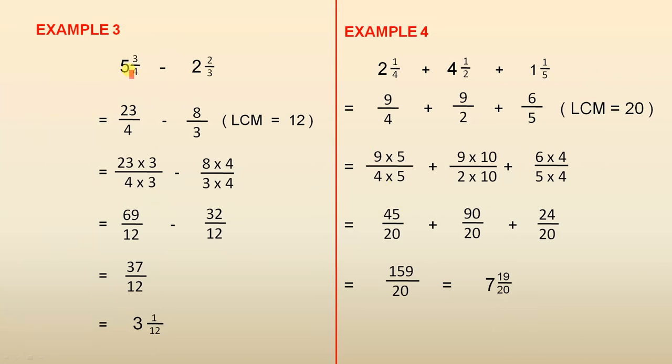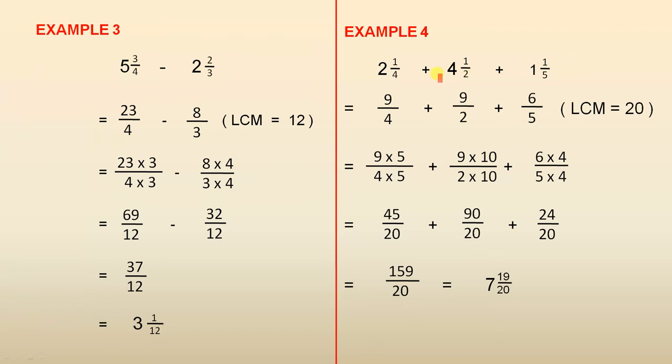Example 3: 5 3/4 minus 2 2/3. That's 23 over 4 minus 8 over 3. That gives us an LCM of 12. For that denominator there to be 12, multiply top and bottom by 3. We've done that here to give us 69 over 12. For that denominator to be 12, multiply top and bottom by 4. There it is there, which gives us 32 over 12. 69 over 12 minus 32 over 12 is 37 over 12, which is 3 1/12.